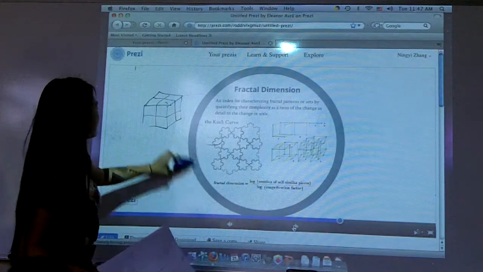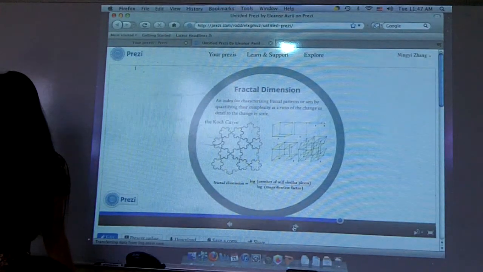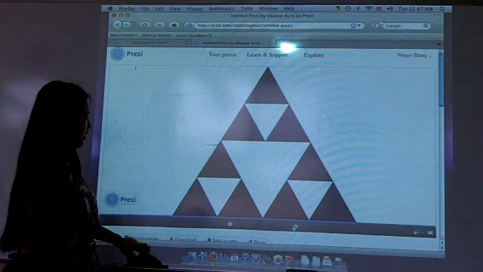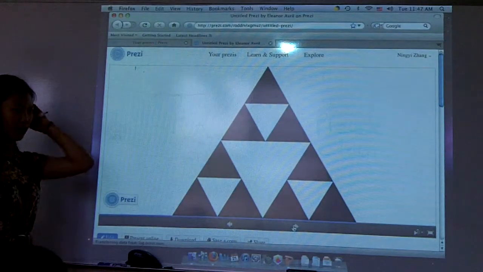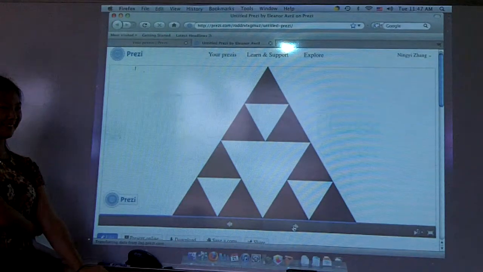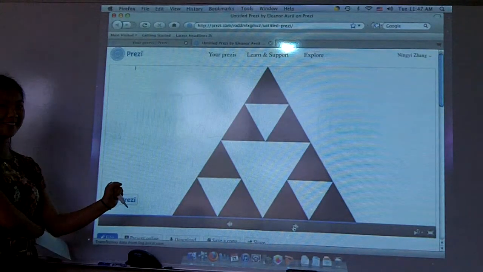So I have a question for all of you guys. How can we calculate the dimension of the Sierpinski triangle? You guys know?